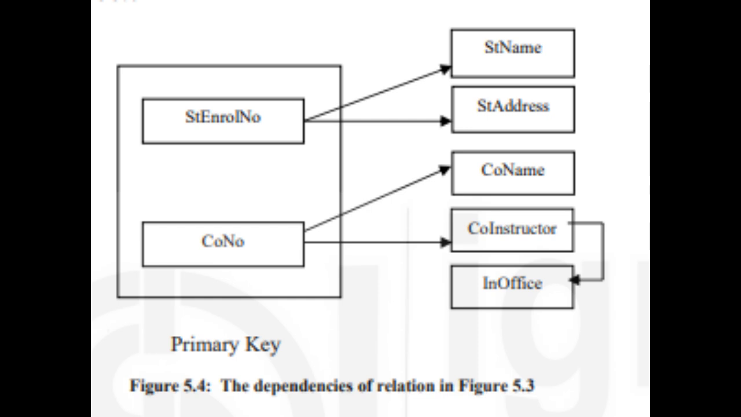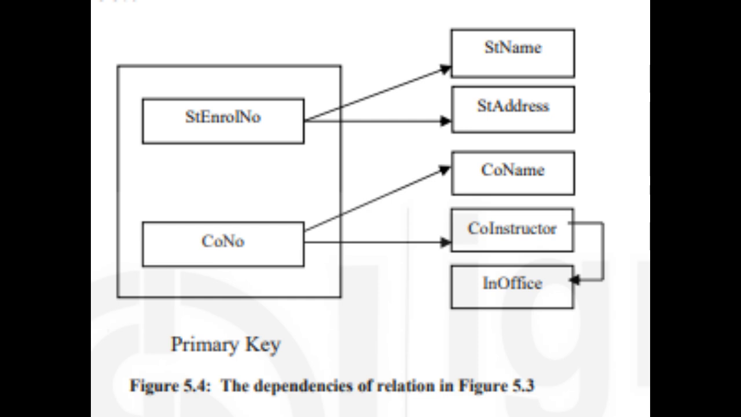The anomalies arise primarily because the relation student has information about students as well as courses. One solution to the problems is to decompose the relation into two or more smaller relations so that a relation contains information about one thing. But what should be the basis of this decomposition?